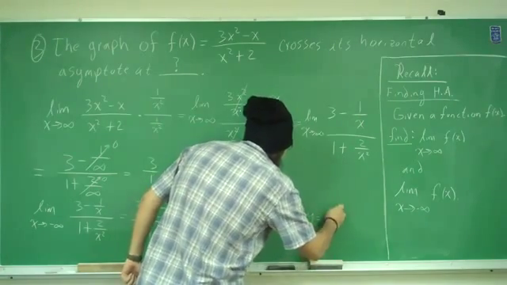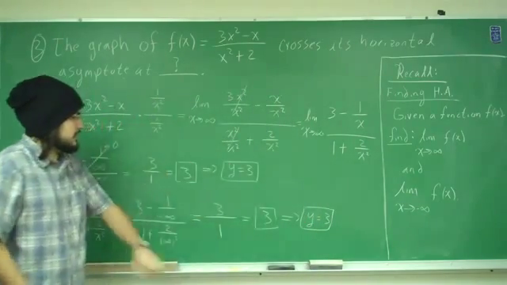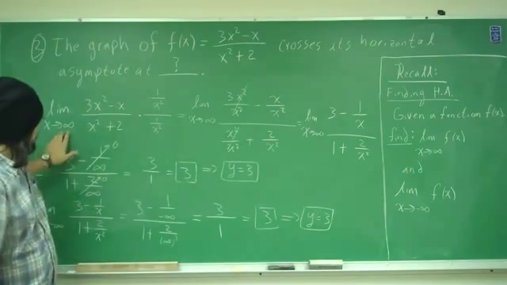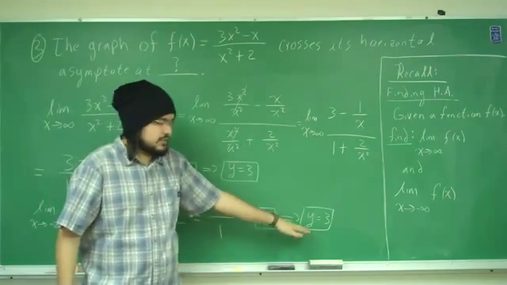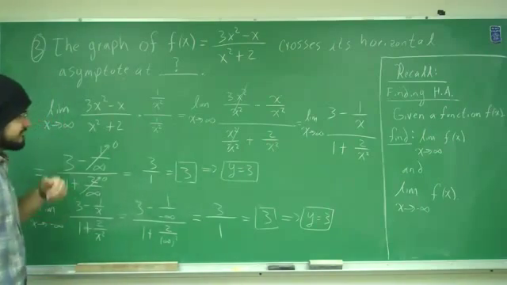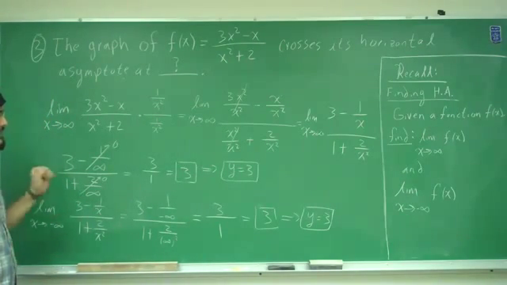So it looks like there's only one horizontal asymptote, y equals 3, because we got y equals 3 as the limit goes to positive infinity, and we got y equals 3 as the limit goes to negative infinity. So the only horizontal asymptote we have is y equals 3.